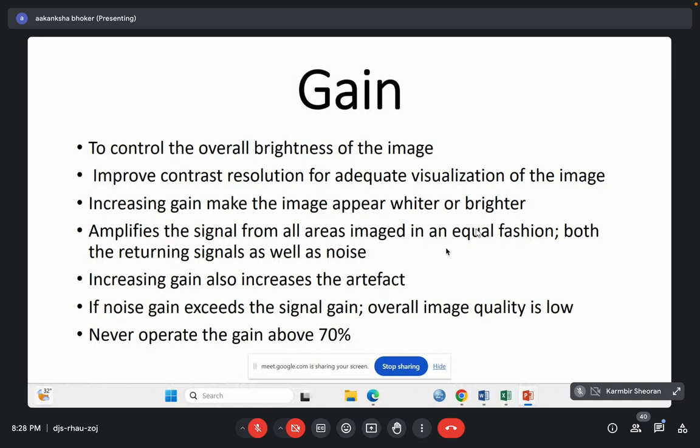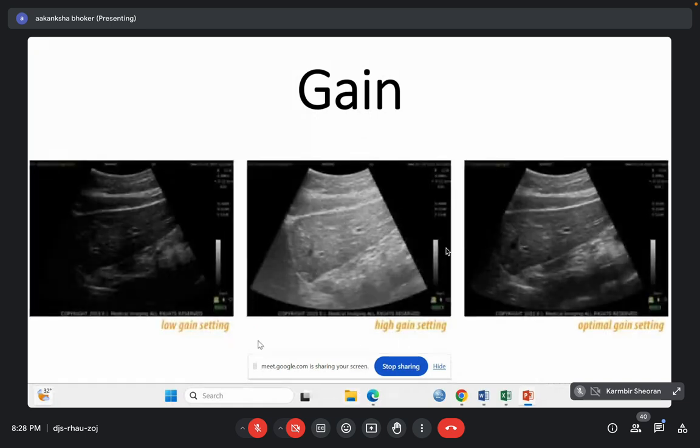So improving the gain, overall gain, this gain is overall gain. इसका ये एक डिमेरिट है कि जो नॉइज सिग्नल्स हैं वो भी ज्यादा एम्पलीफाई हो जाते हैं, इसलिए गेन को मैक्सिमम 70% पे रख के ऑपरेट करना है. This is an example. अगर हमने गेन बिल्कुल लो रखा है तो इमेज एकदम ब्लैक दिखेगी. हमने सोचा कि नहीं, इमेज को ज्यादा ब्राइट करना है, तो हमने क्या किया, बहुत ही ज्यादा गेन, ओवर गेन कर दिया.